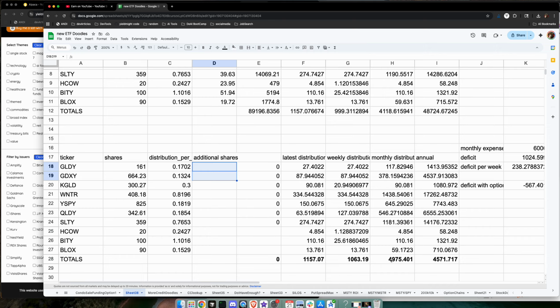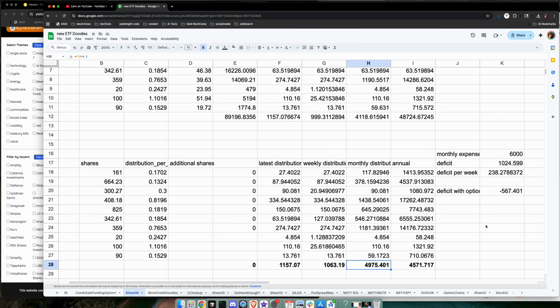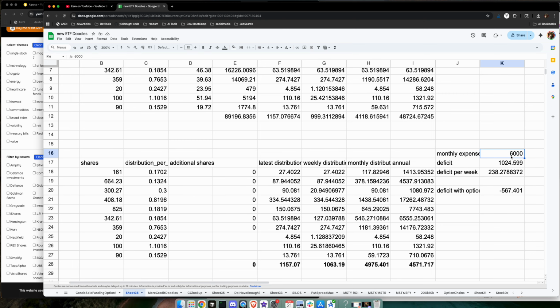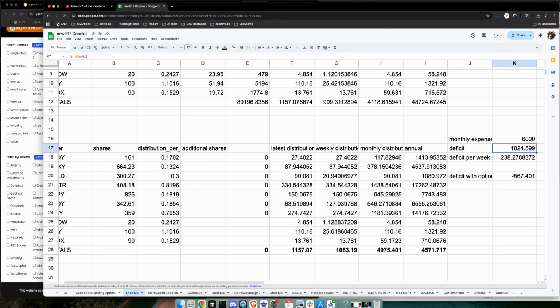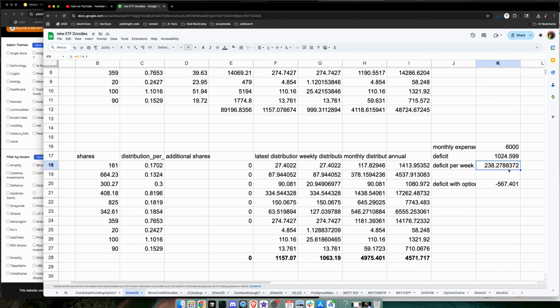So when we took this distribution, I'm expecting $4,975 per month, I have around a $6,000 distribution. So my deficit is $1,000, which is not great per month now because I made my portfolio more conservative. It's not conservative, but it's conservative for me. So this means that per week my deficit is $238.